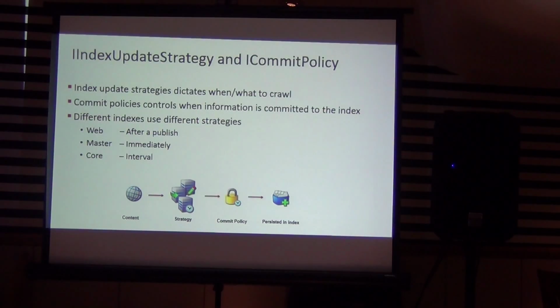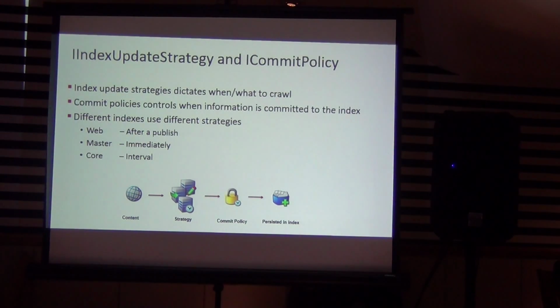Also, I put on here commit policy because I didn't understand what it did when I first looked at it and where it fitted in. So I've done a little diagram down at the bottom there, full of Sitecore icons, and I guess a commit policy. What did I put here? Controls when information commits to index. Okay, I'll try and explain it.